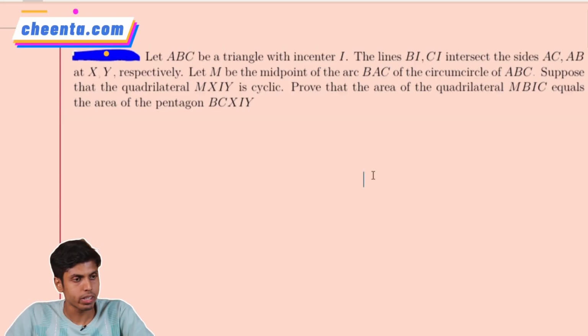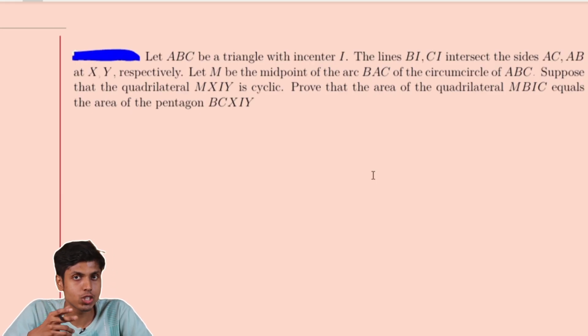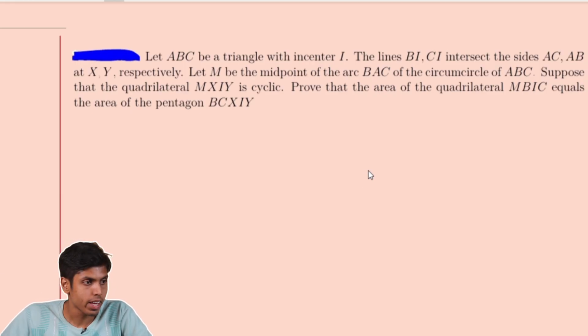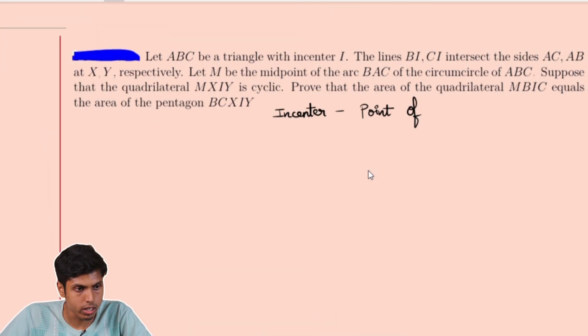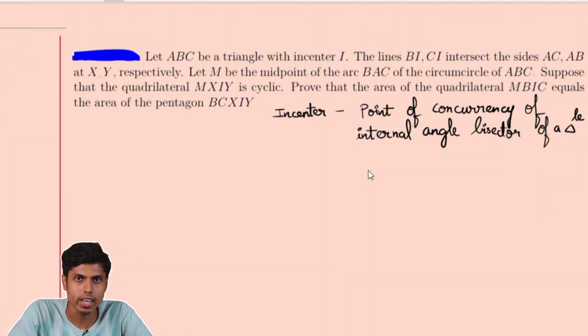Here is the problem statement. We will parallelly draw the diagram to understand it clearly. This is problem number 2 of IGO 2023 in advanced level. They have considered a triangle with incenter. What is an incenter? Incenter is the point of concurrency of internal angle bisectors of a triangle. One may also visualize this as the center of the circle inscribed into the triangle, but that's just equivalent. Here it is sufficient to think of it as a point of concurrency of three angle bisectors.